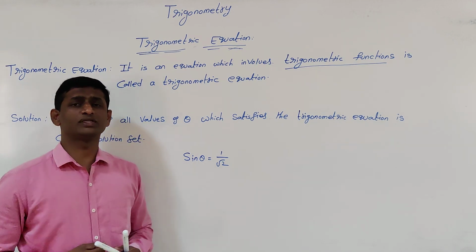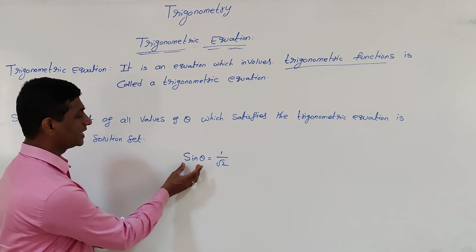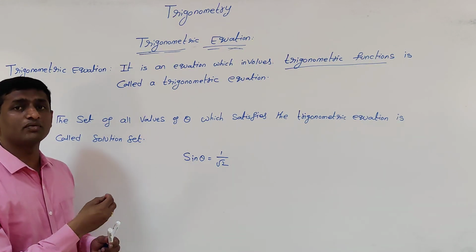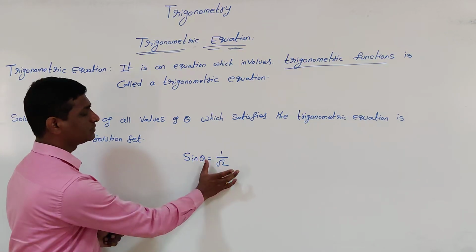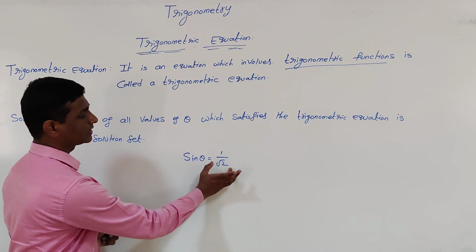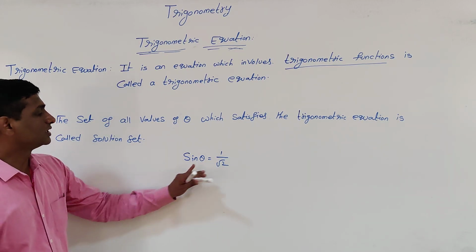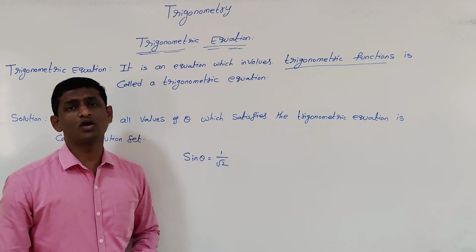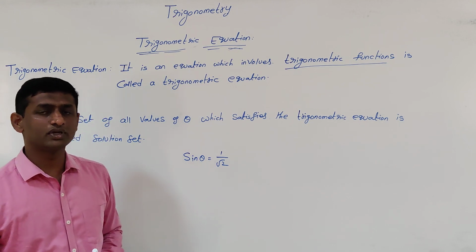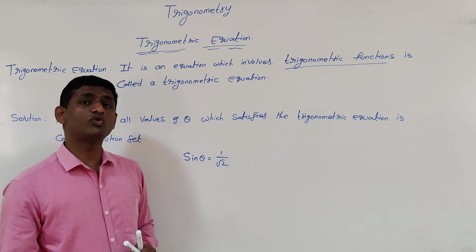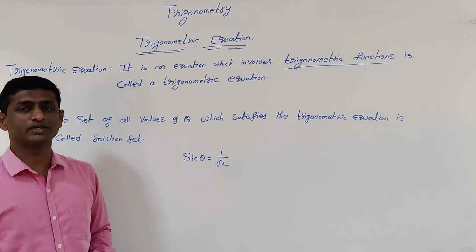So if it is an equation, then what are the solutions? Sin theta is a trigonometric function and it is an equation, because on the left hand and right hand sides, the sign in between the two expressions is equality. So it is a trigonometric equation because it involves sin theta as a variable. Now we have to find out for what values of theta this equation is satisfied.